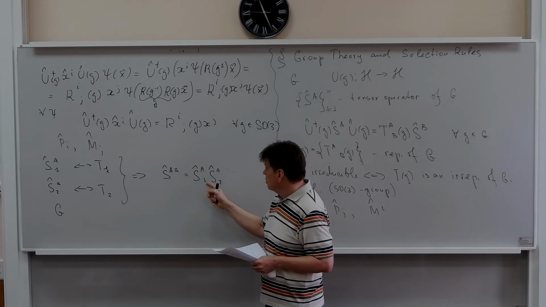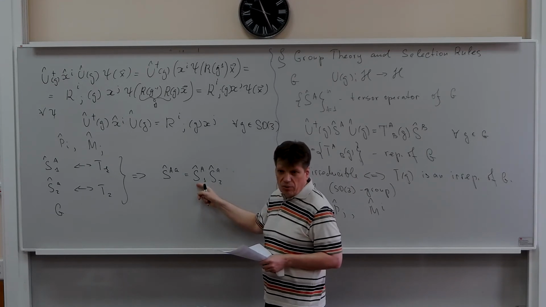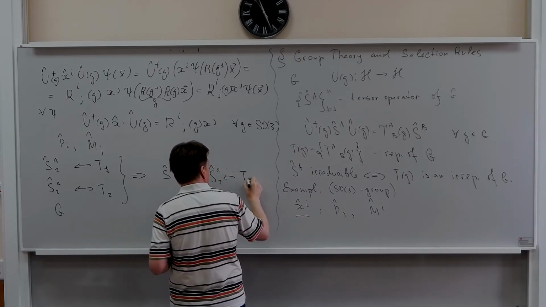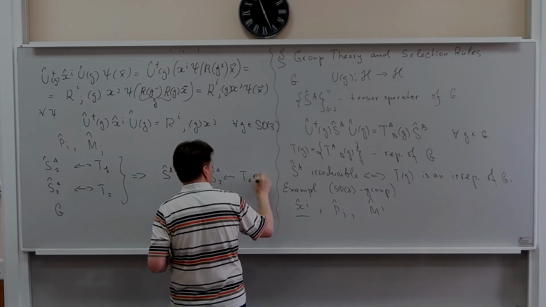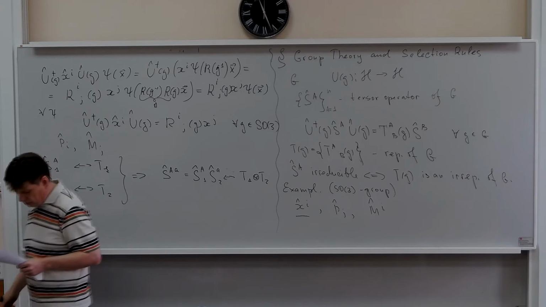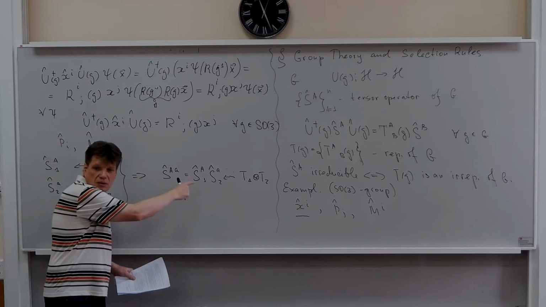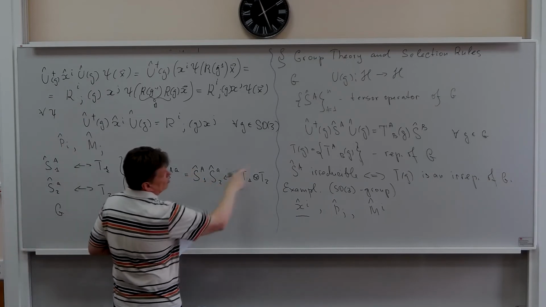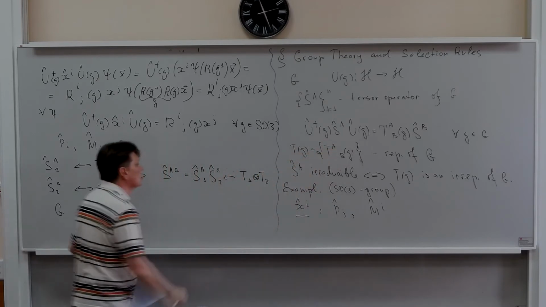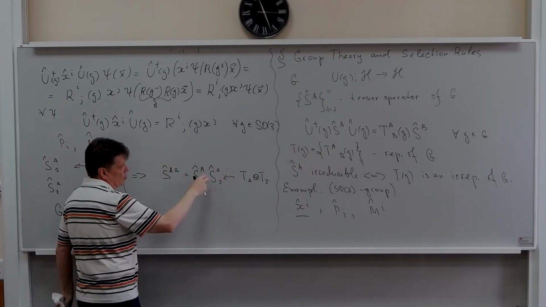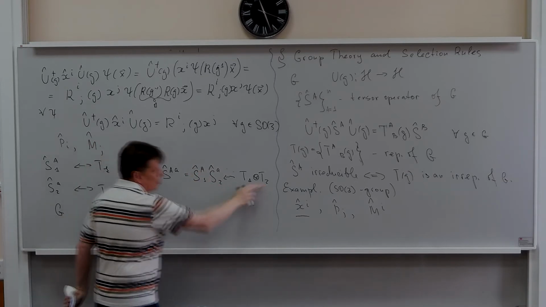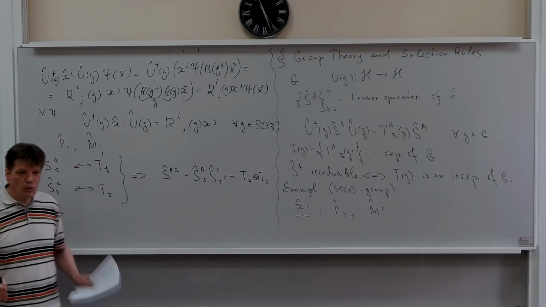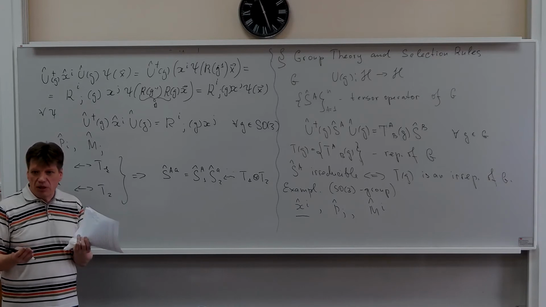And the result is a new tensor operator which transforms according to the representation given by the tensor product of T1 and T2. If we apply a unitary transformation to this operator and use the definition of the tensor operator, we find that this new operator transforms according to the tensor product of T1 and T2. So the set of tensor operators is closed with respect to multiplication.